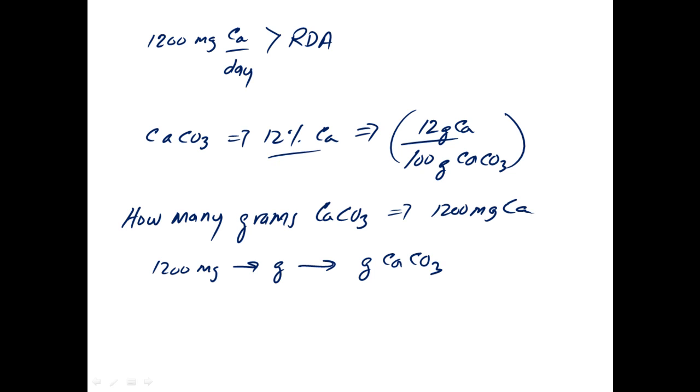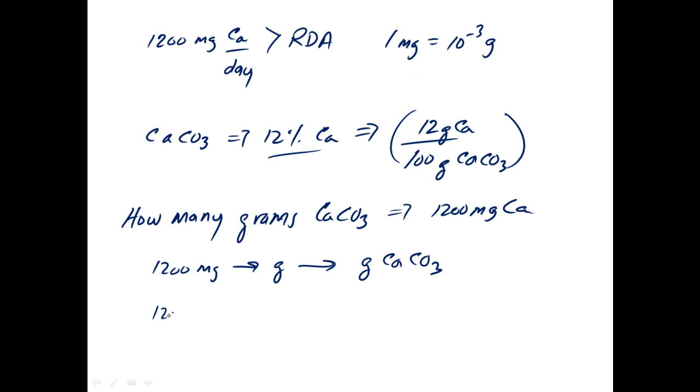So we have two conversion factors. In order to convert milligrams to grams, you must know this. You should memorize this, that 1 milligram is equal to 10 to the negative third grams. Milli means 10 to the negative third. All right, so we're going to use that as a conversion factor.